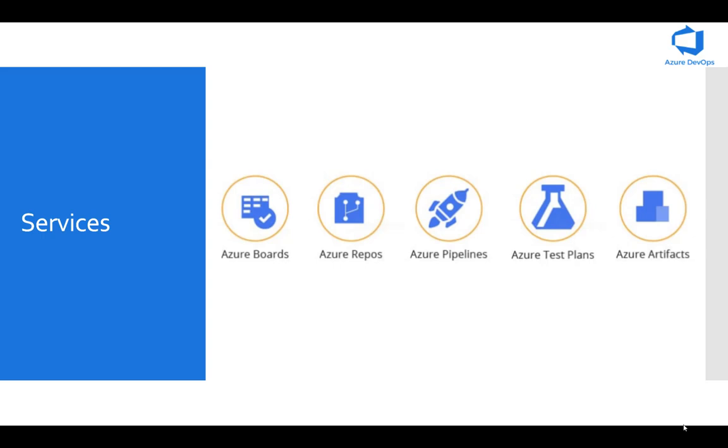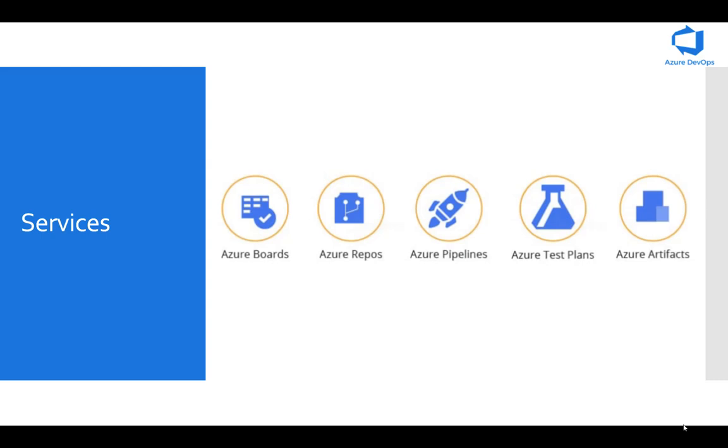We have Azure Repos. Before we take a look at that, let's quickly discuss the version control system. Version control systems are software that helps you track changes that you make in your code by taking snapshots of your files. One of the main examples is Git.